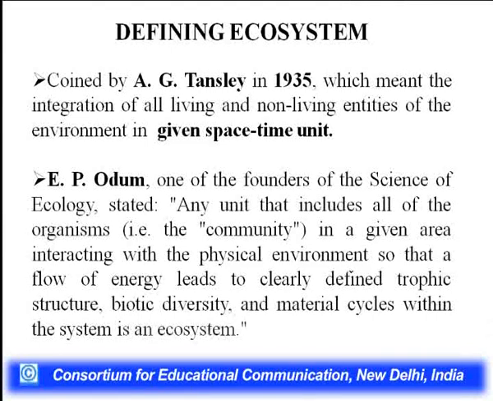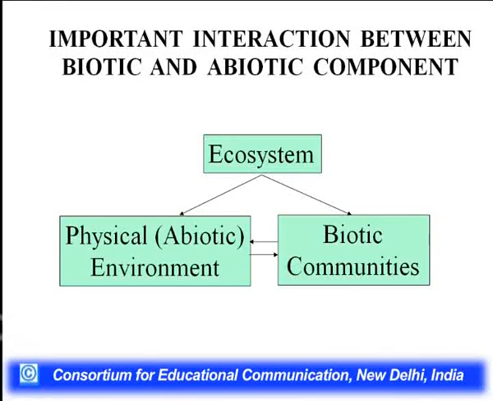So, you can understand from this definition, it is a unit that includes all different kinds of organisms, physical environment, flow of energy, trophic structure, biotic diversity, and material cycles, and so these all form the ecosystem. I would like to bring before you here the same in a simpler way: the important interaction between biotic and abiotic components.